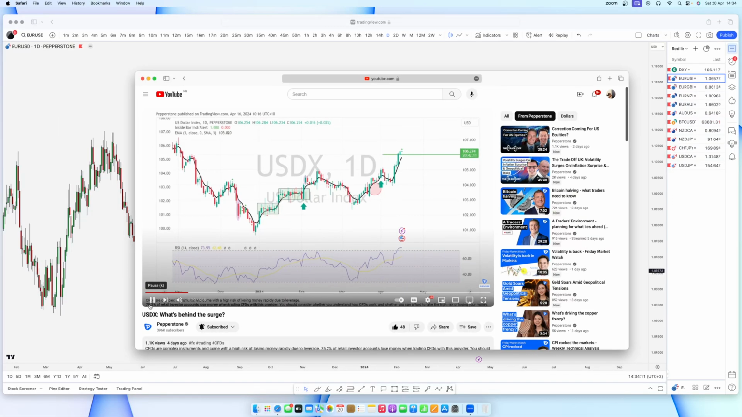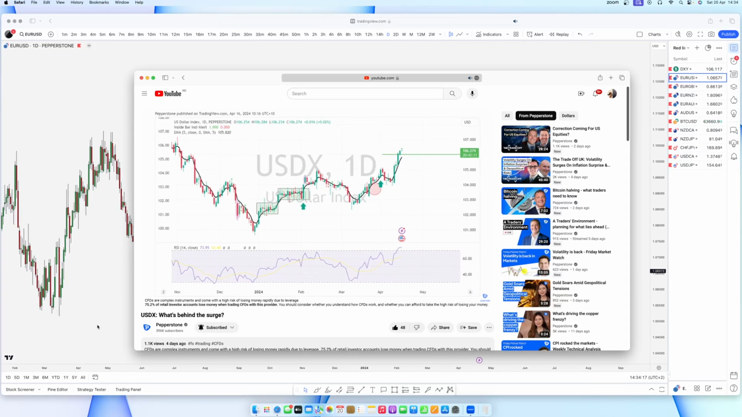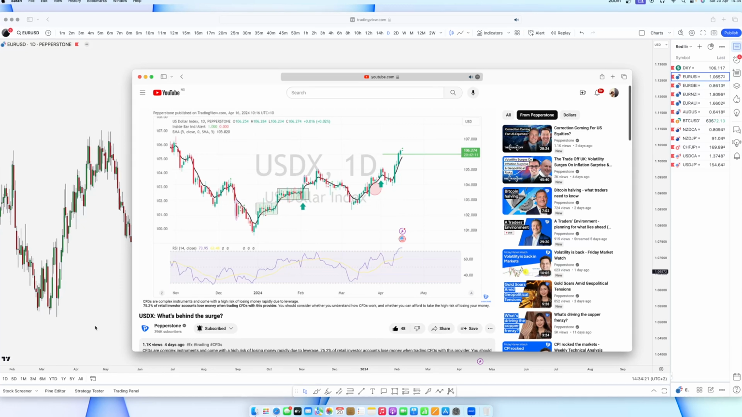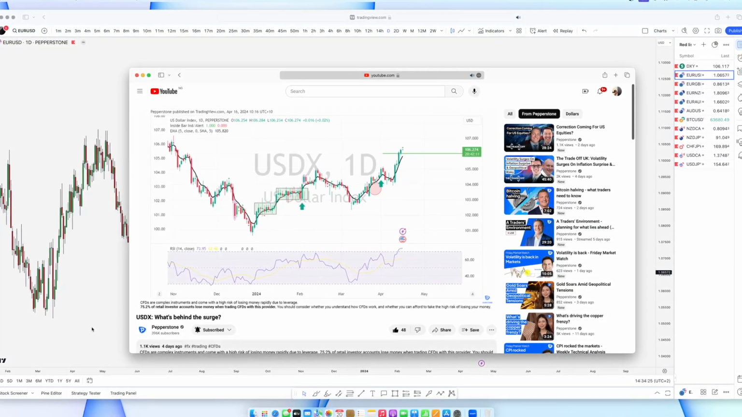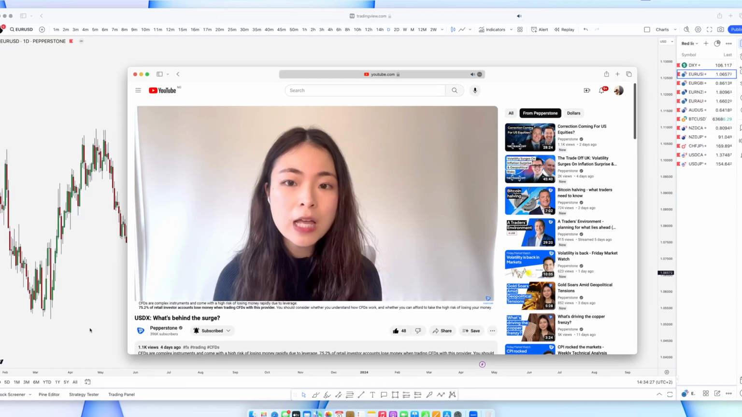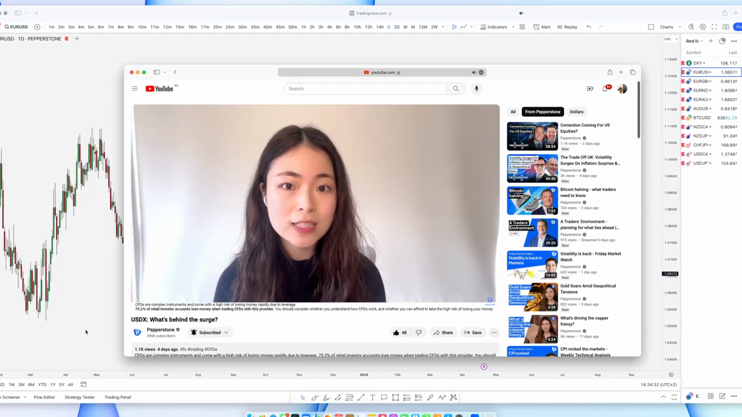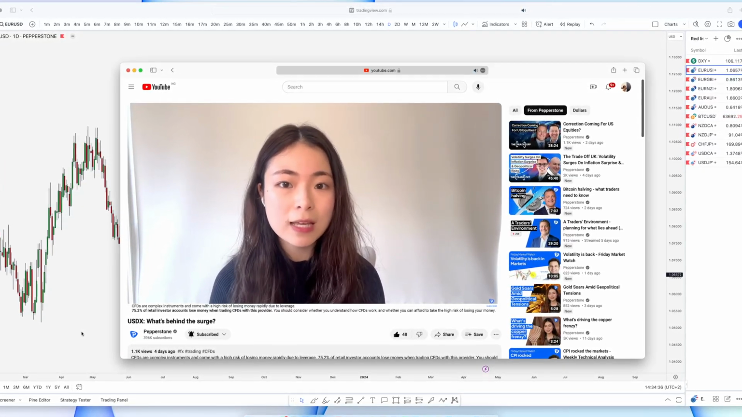And it didn't stop there. The last day, it climbed even higher, closing above 106. The bullish momentum is still going strong, but if you take a peek at the RSI, you'll see that the US dollar index has hit the overbought territory. So now you're probably wondering what's driving this sudden surge and how long can we expect this rally to last? Plus, are there any key data points we can keep an eye on?